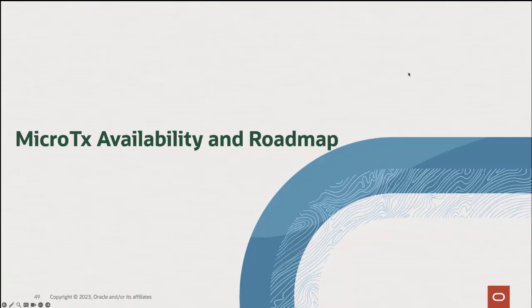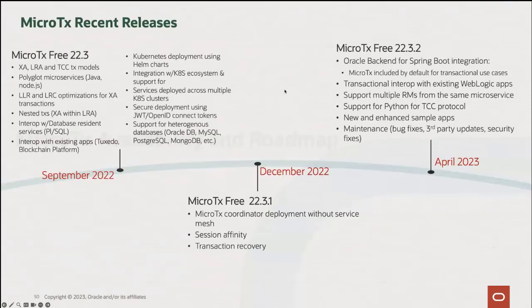So, Brijesh, if we go to the next slide, I'll talk about what we have been doing with MicroTx so far. As you would see in the next slide, this product became available about a year back, not quite a year. September 22, we announced this, and we released support for all these XA, LRA, and TCC features, Java and Node.js. These are programming languages that we support. Few optimizations for XA transaction like LLI, LRC, nested transaction, and so on.